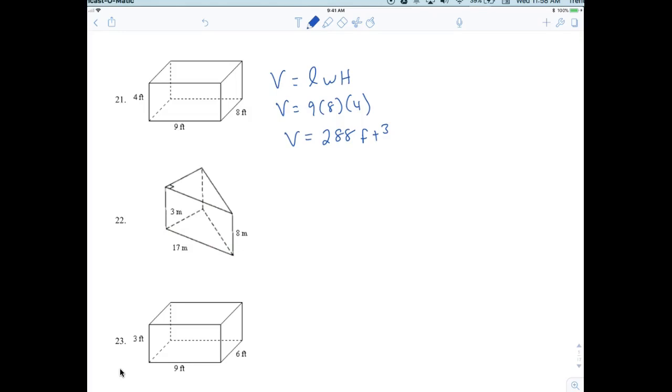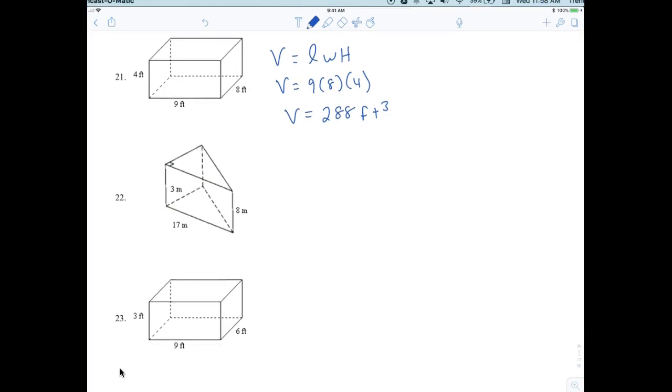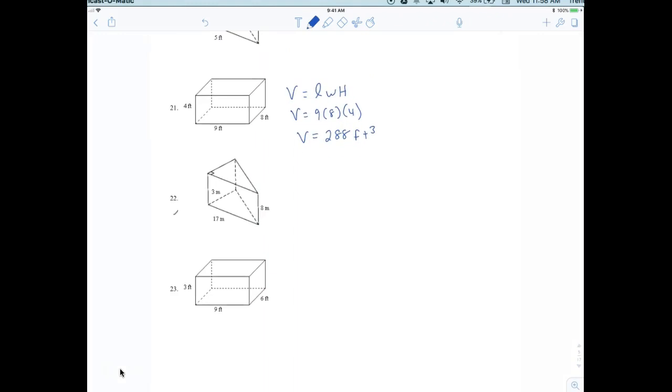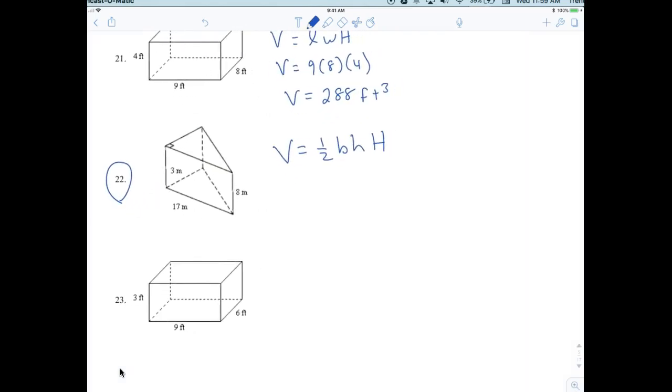All right. Now, if you'll notice, 23 is like 21, correct? But 22 is not. So we're going to go ahead and do question number 22. All right. Question number 22 is called a what? Triangular prism. Right? It's a triangular prism. So in this case, the base is a triangle. So you have to write volume equals 1/2 little b little h times capital H. All right?